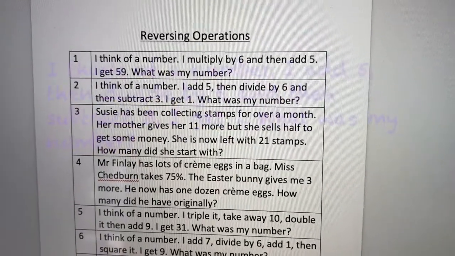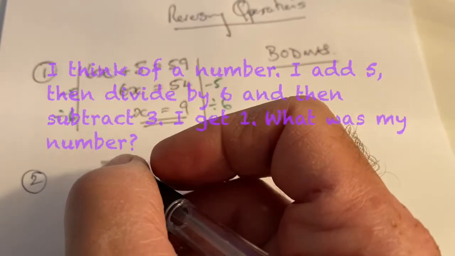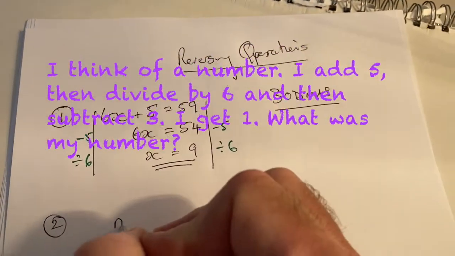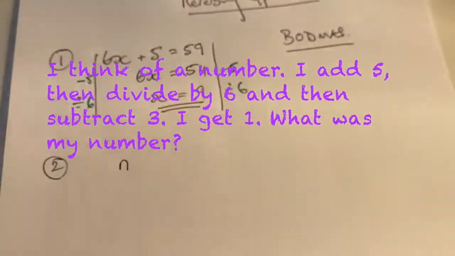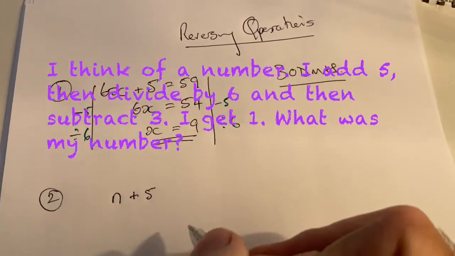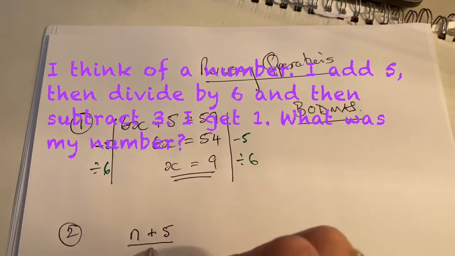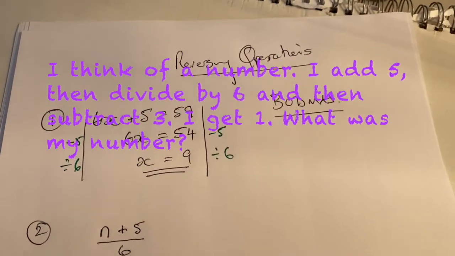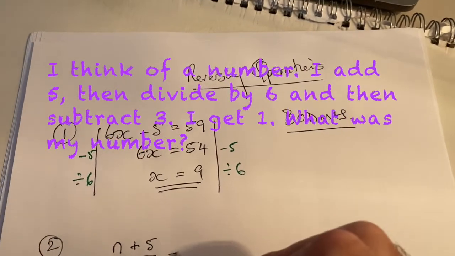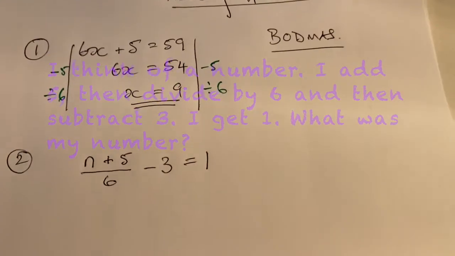Okay, question 2. It says, I think of a number, I add 5, then divide by 6, and then subtract 3. Whoa, there's a lot going on here, so let's write it all out. I think of a number, and I'm going to call this n this time, because you can use any letter you like. I add 5, then divide by 6, and then subtract 3, and I get 1 after all of that effort.